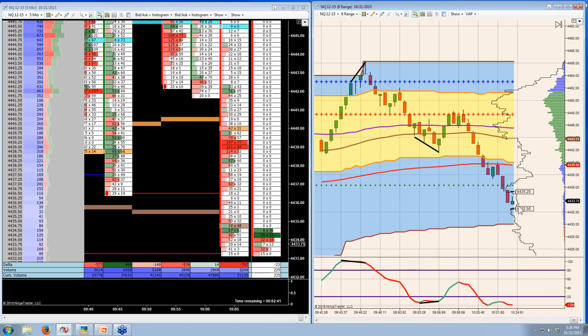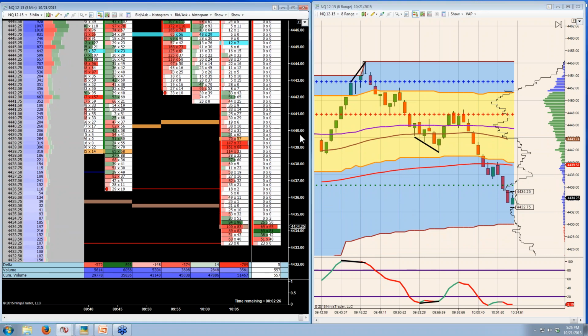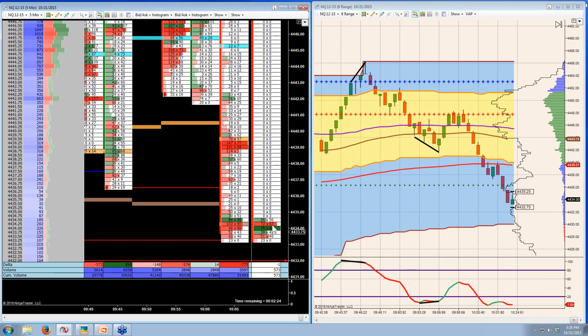areas. So now what we're looking for is more sellers to come in and come down here to the low value area. So that's what we're hoping for here. We'll have to see how it all plays out here. So here we got some buyers coming in. So we want to see the sellers coming in under here.